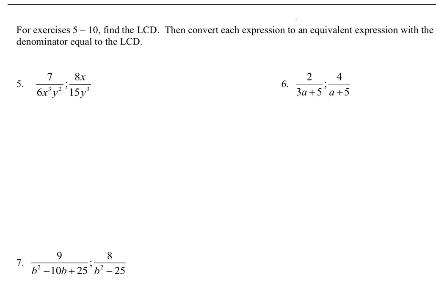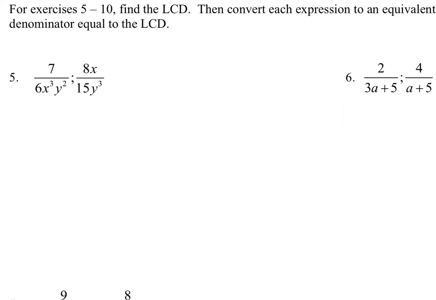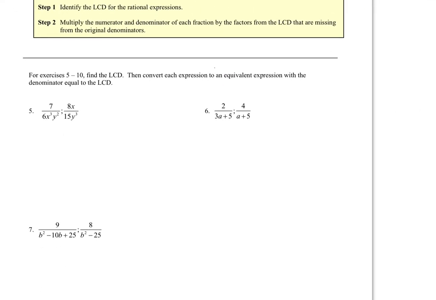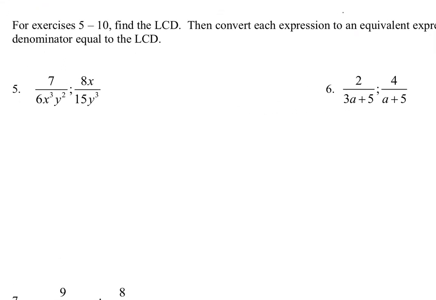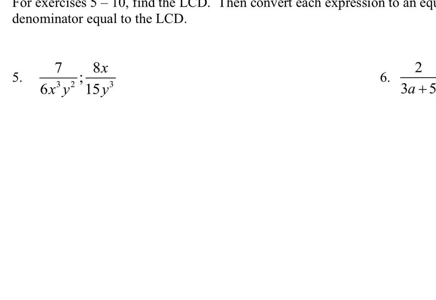In problems 5 through 10, we're going to still continue to find LCD, but it wants us to go one step further and convert each expression to an equivalent expression with the denominator equal to the LCD. So basically, once we find the LCD, rewrite each fraction so that it has a denominator of that LCD.